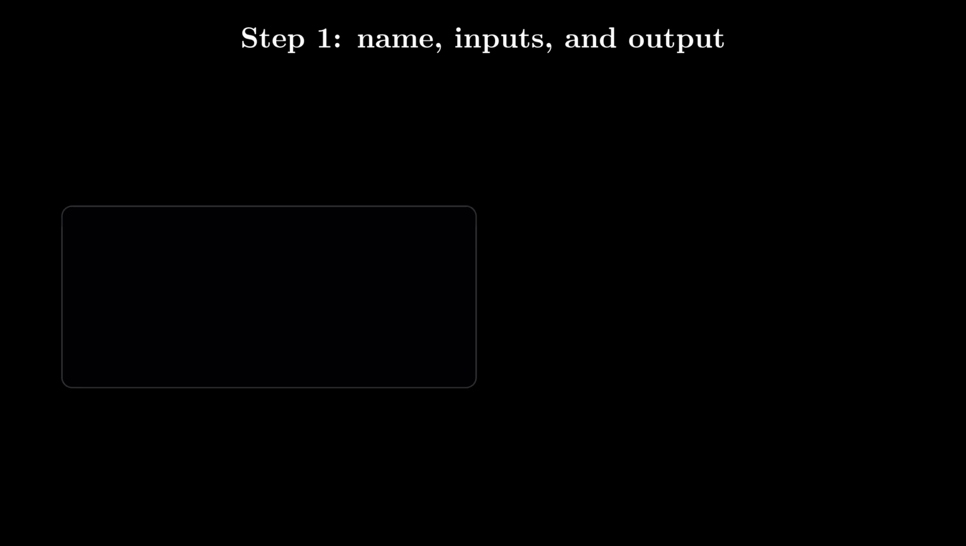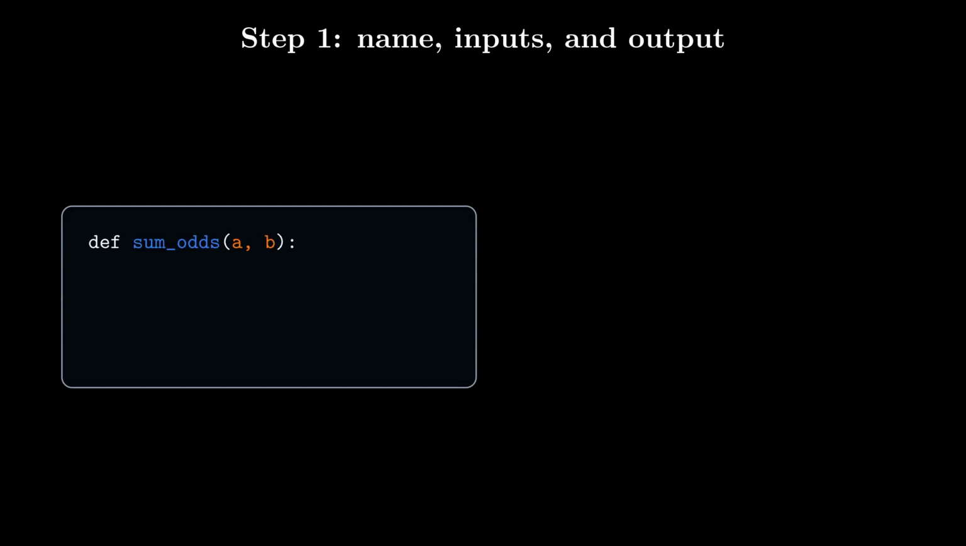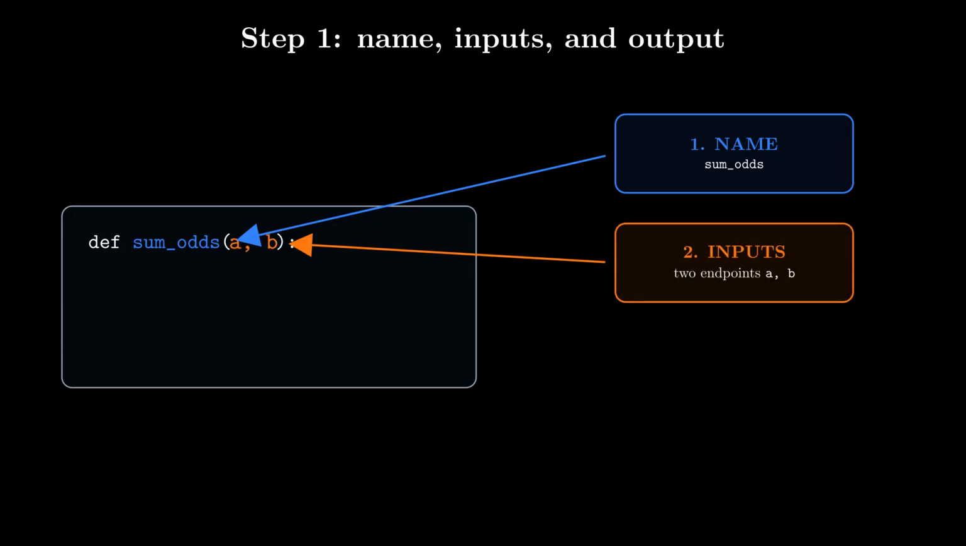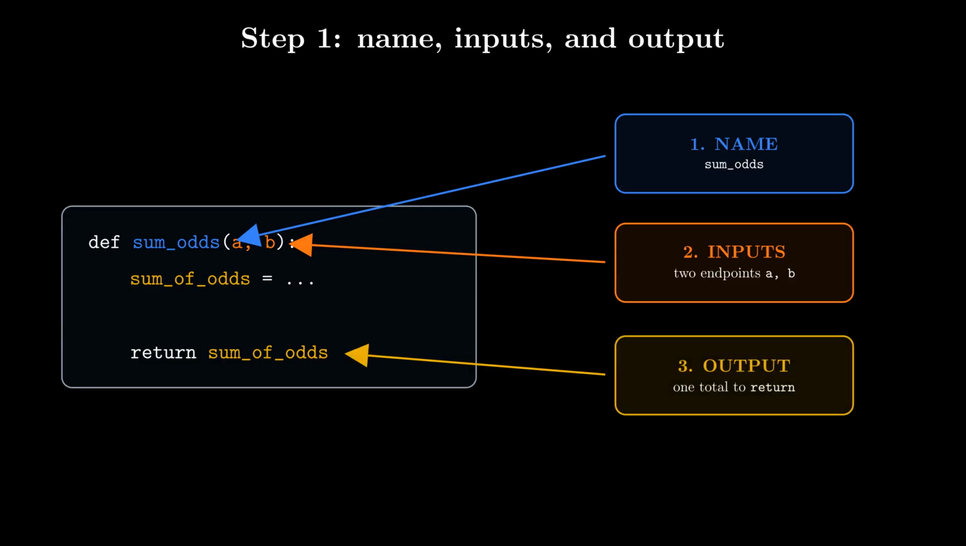Start with the outside of the function before any logic. First, a good name, some odds. Second, the inputs. We have two endpoints and we want everything between them, so the inputs are those two endpoints, A and B. Third, what does it hand back? A single total, so we keep a variable called sum of odds and return it at the very end. That gives us a skeleton, a name, two inputs, and a value to return. The middle is still empty.